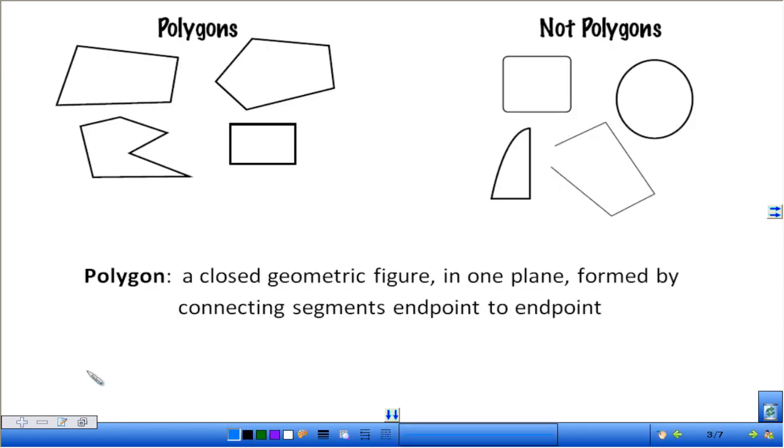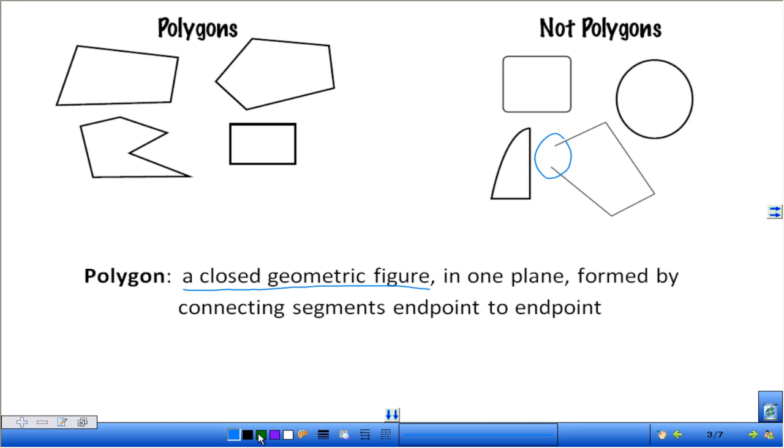Now we're going to the half sheet of paper that you guys have. The first word on there is polygon. There are three parts to this definition. The first part: a polygon is a closed geometric figure. By closed, I mean it cannot have an opening. So this example up here is not a polygon because it's not closed. So it has to be closed.